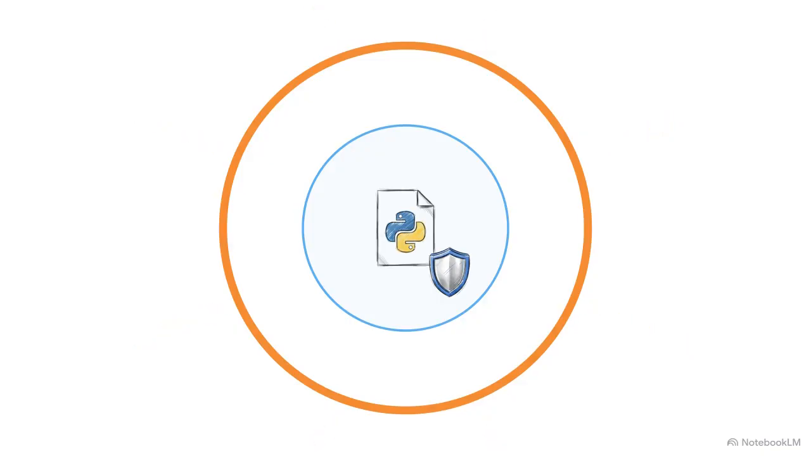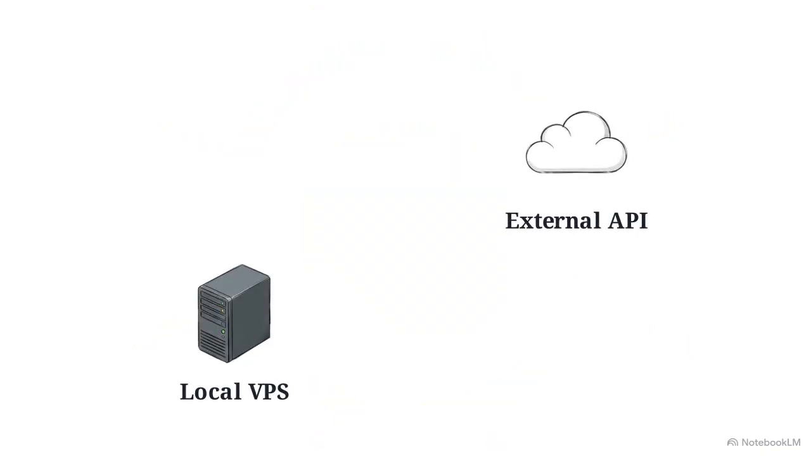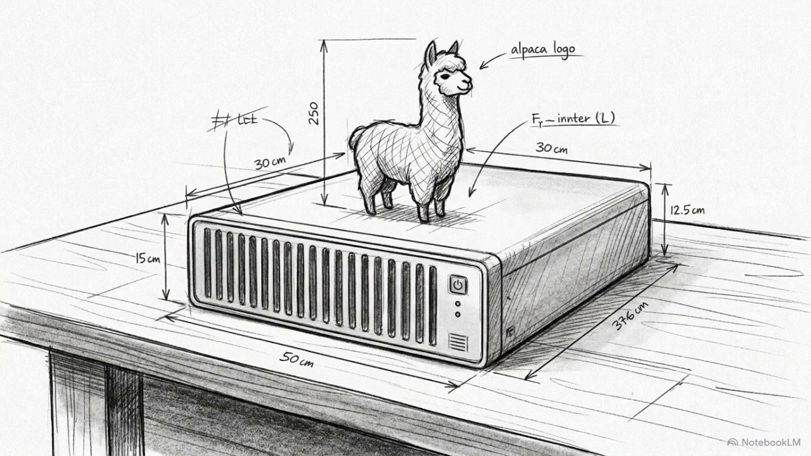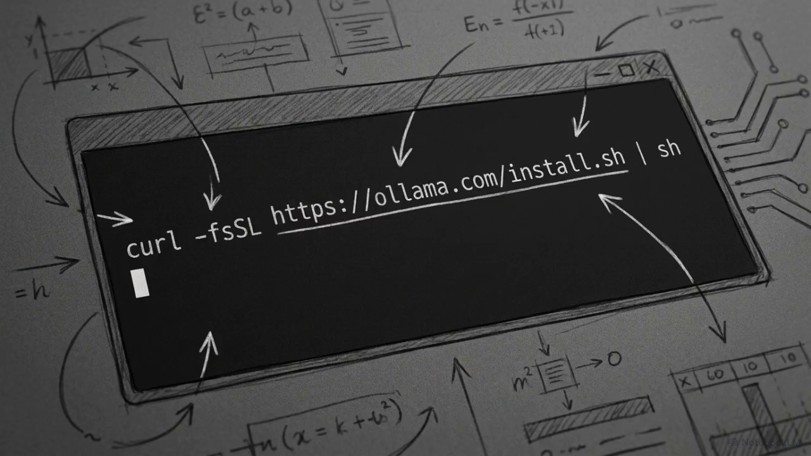Most beginner agents send data out to an external API. We are going to process everything locally. Hosting your own model ensures complete control over your data. To do this, we'll use Ollama. You can download and execute its official installation script directly in your terminal with a single curl command.